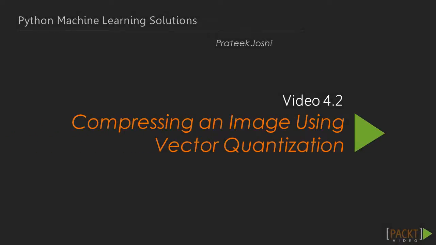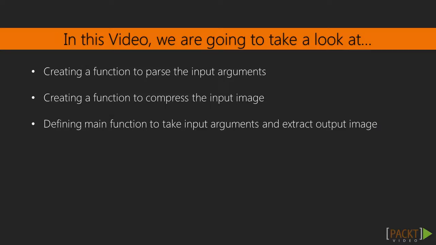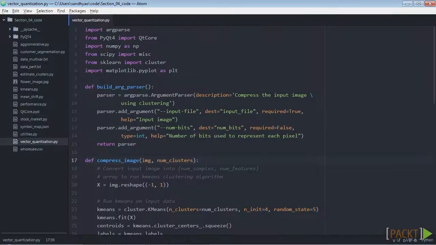In the previous video, we looked at the use of k-means algorithm to cluster our data. In this video, we're going to use vector quantization to compress an image. One of the main applications of k-means clustering is vector quantization.